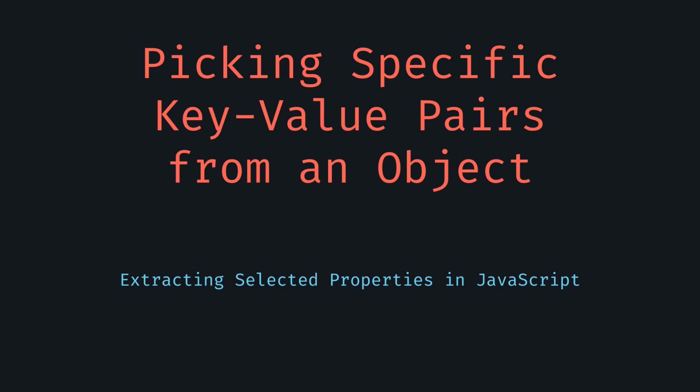Welcome to this lesson. Today, we'll explore how to pick specific key value pairs from an object in JavaScript. This technique is useful when we need to extract only the relevant properties from an object while ignoring others. Let's get started.